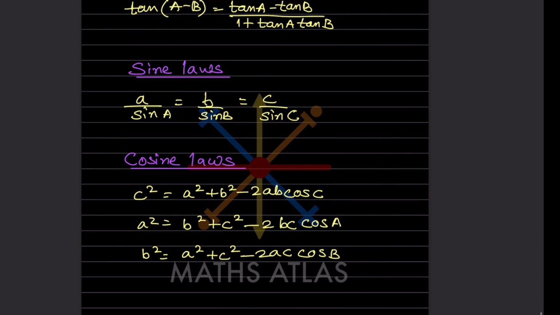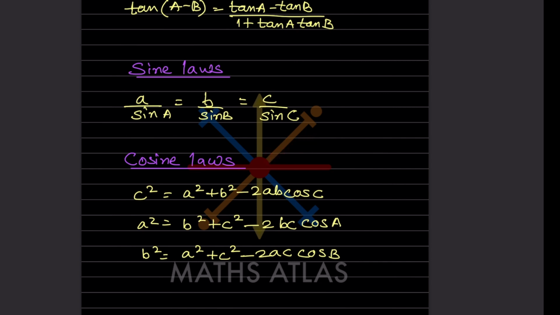And then again, there is one more main thing you have to remember, that is the sine law. Sine law means a by sin A is equal to b by sin B is equal to c by sin C. We are going to see the examples in the other videos, so the formulas will be more clear then. But before that, we should have a look at the formulas and the cosine laws.